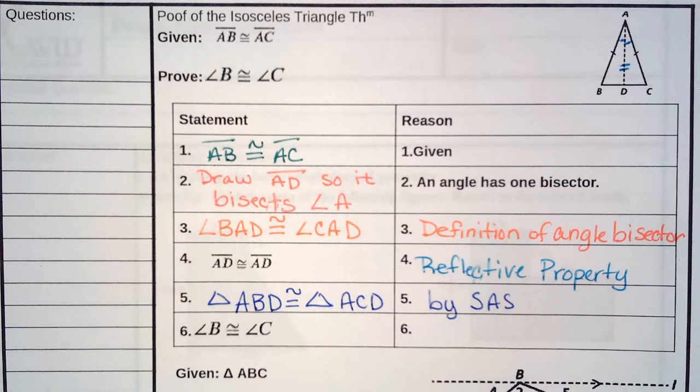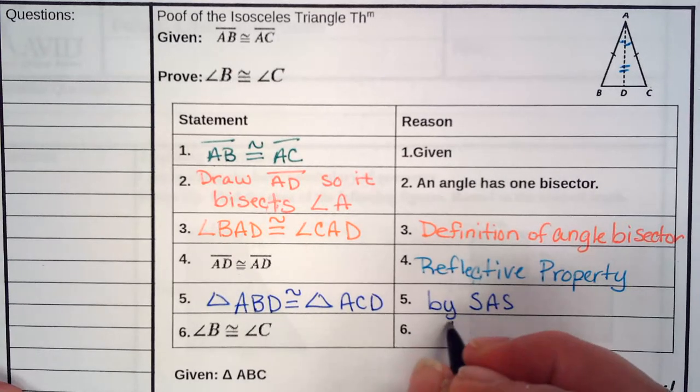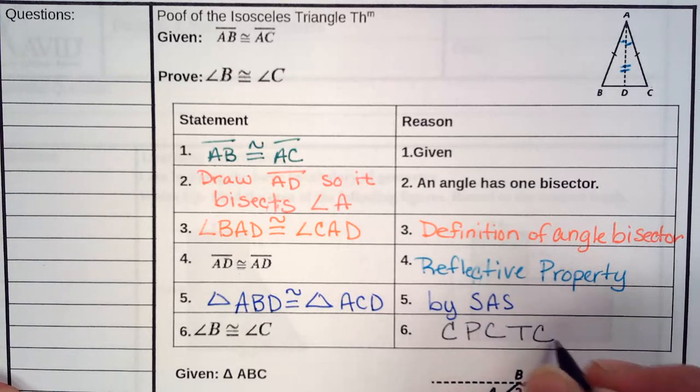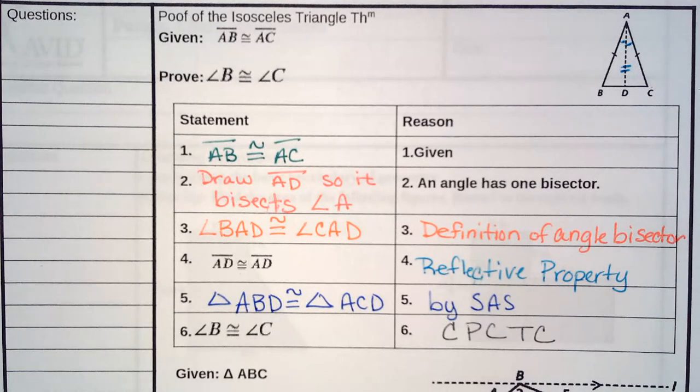And if I've gone to all that work to prove two congruent triangles, what comes next? We know that corresponding parts of congruent triangles are congruent. CPCTC, and we're done. Any questions?